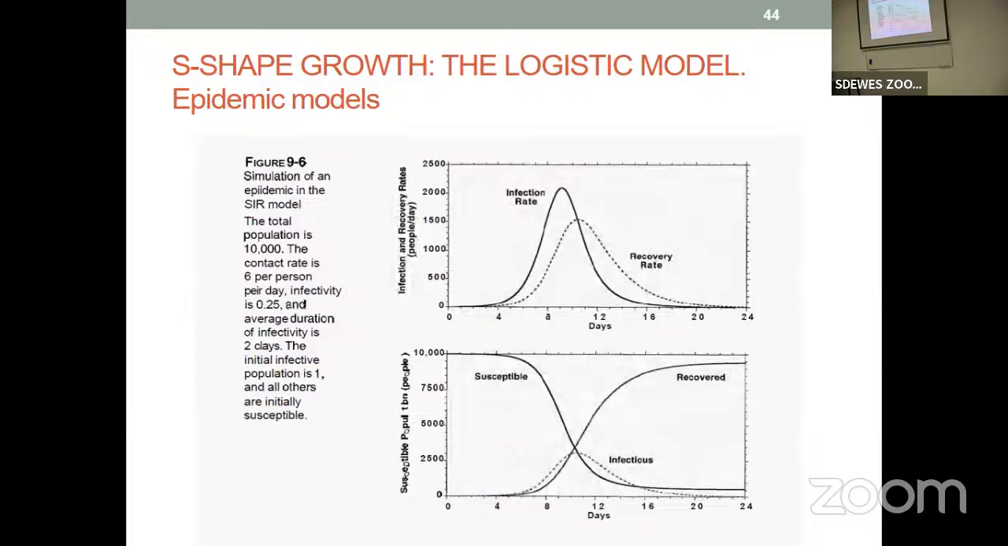Here is one of the models for infections, and this is the classical behavior. A very quick increase and then a decrease, like a collapse. People that are susceptible, people that are infected, and those that recover.